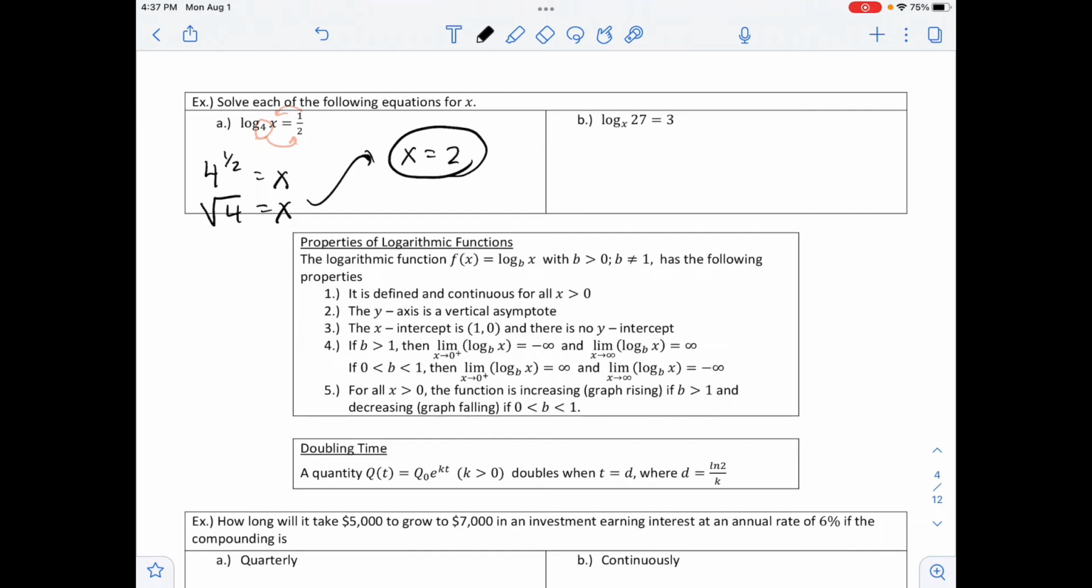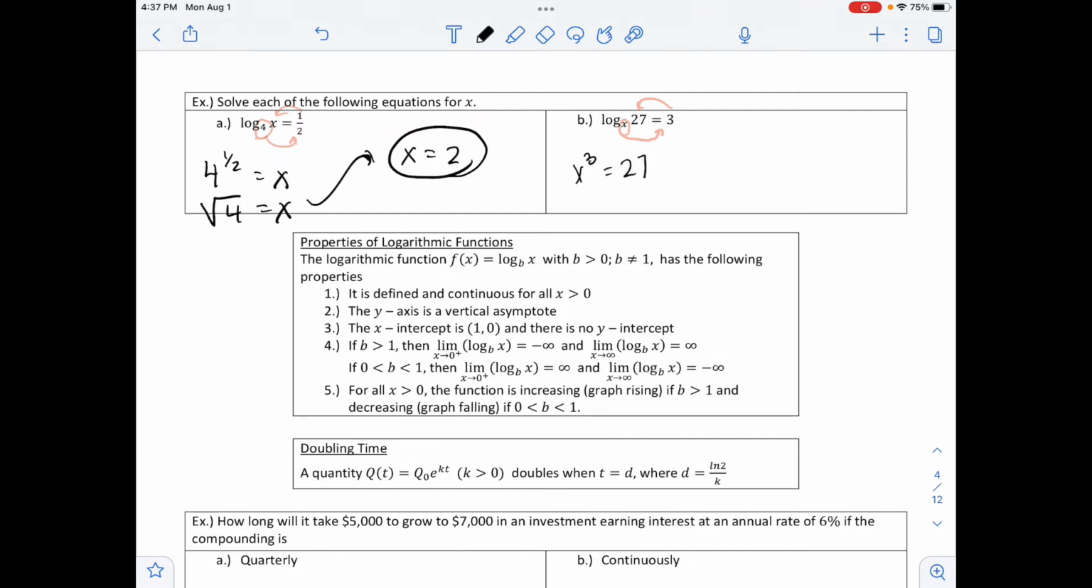B says log base x of 27 is equal to 3. So I'm going to go ahead and do the same exact thing and rewrite this in exponential form, which is going to be x to the third is equal to 27.